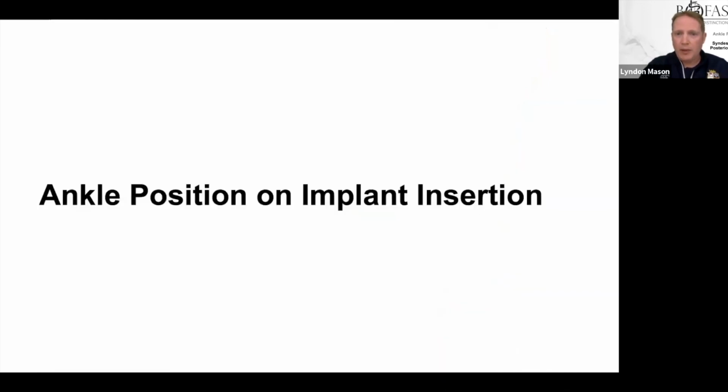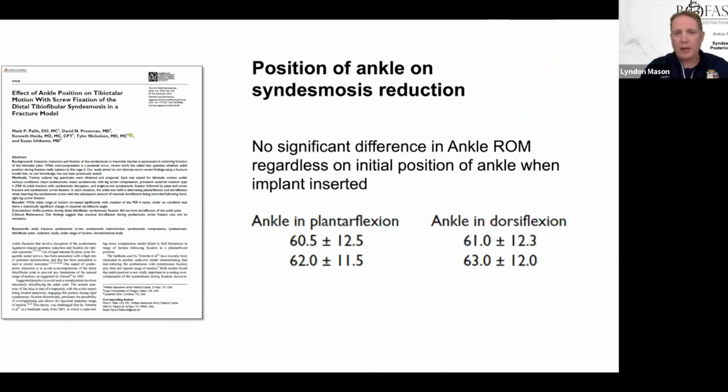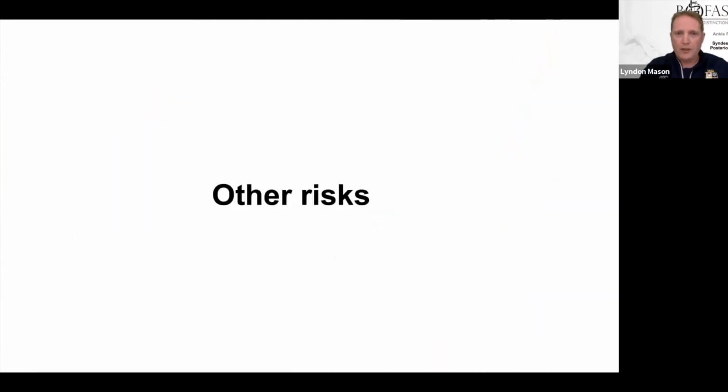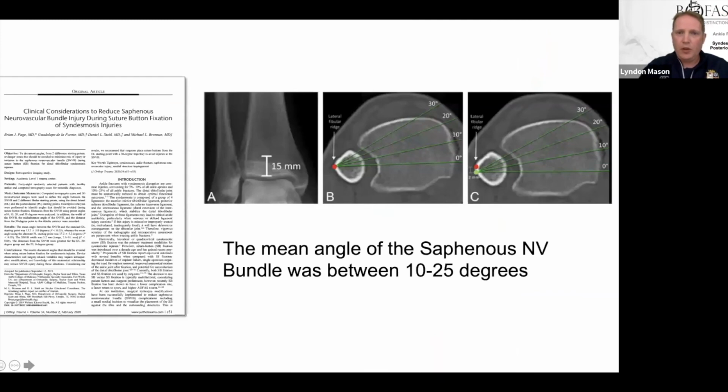Ankle position for implant insertion. I was trained that you had to really maximally dorsiflex, otherwise you over-tightened it. There's 2 cadaveric papers that show there's no difference regardless of ankle range of motion. These are both of those 2 papers. So other risks, if you're going straight across at 20 degrees, so coming out the anterior aspect, 10 to 25 degrees is where your saphenous neurovascular bundle is. So if you're putting a suture button there, you have to be very careful.